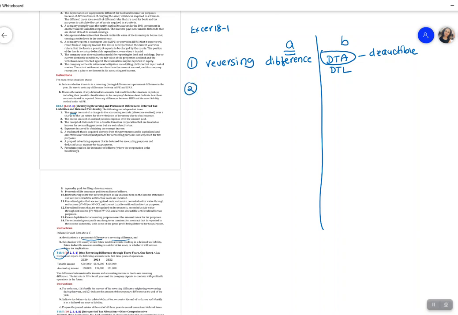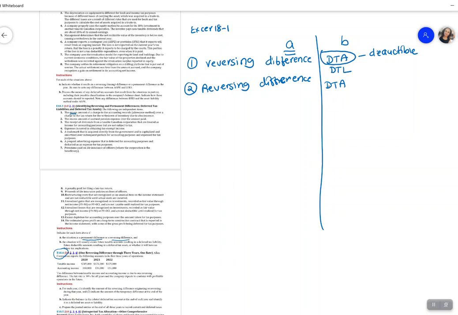Let's go to the second one and answer A and B for that. The word is excess. The excess amount of accrued pension expense over the amount paid. So we know that pension expense is an estimate, and it is a reversing difference. If it's a reversing difference, you add back what was expensed, and you subtract what is paid, and the word is excess. So in this case, it's a deferred tax asset.